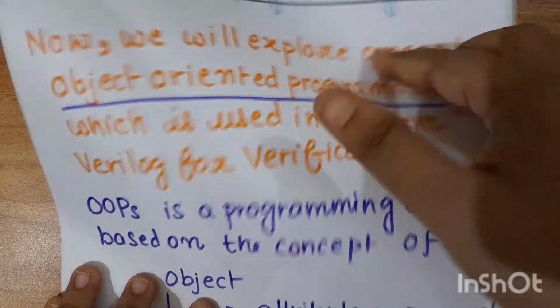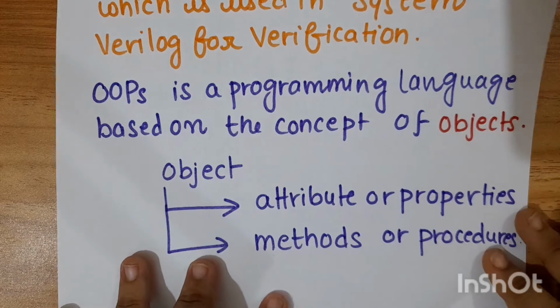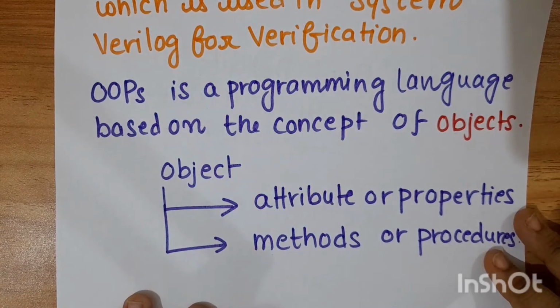So let's start. OOPs is a programming technique. C++, Java, SystemVerilog, they are all based on the OOPs concept. This particular technique deals mainly with the object and the class. So what is an object?